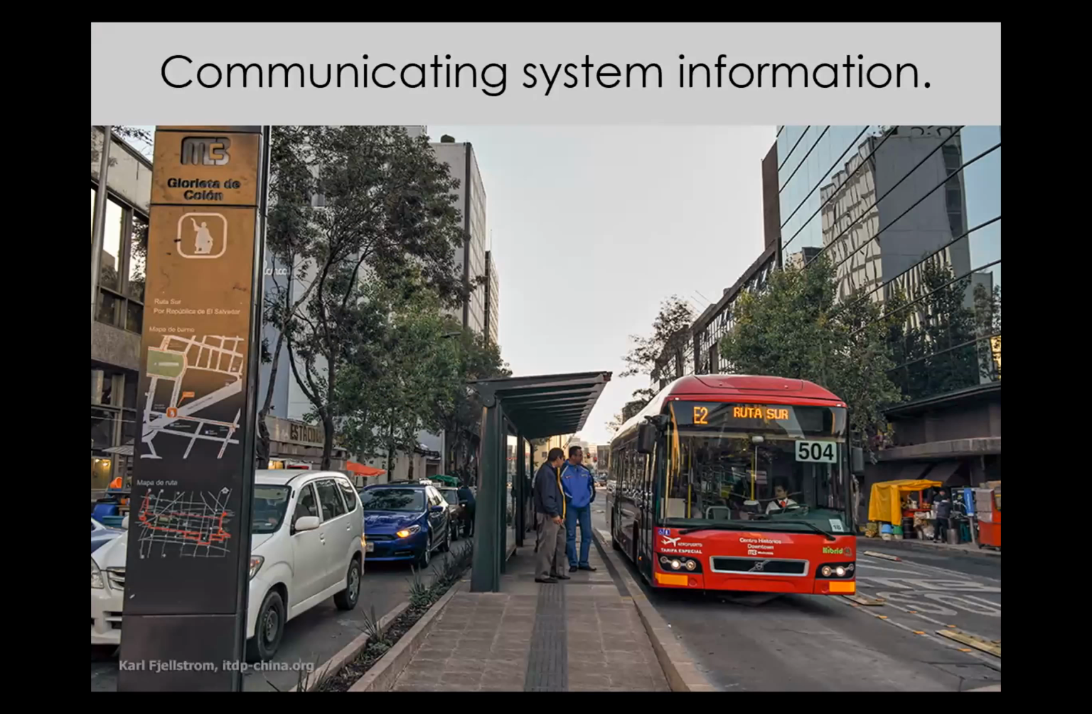And then you have communicating the system information, which is also important, again, standardizing that look, and communicating with the public too. Here you have a map of the local area, the map of the route, you have the icon of the station and the name of the station all on the totem right there.